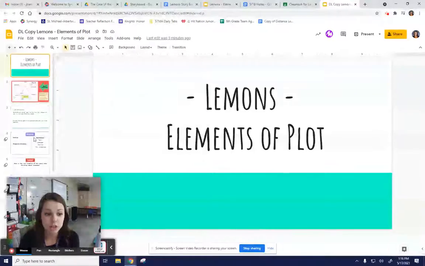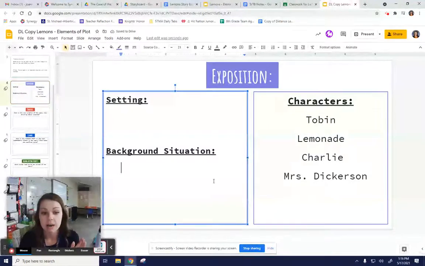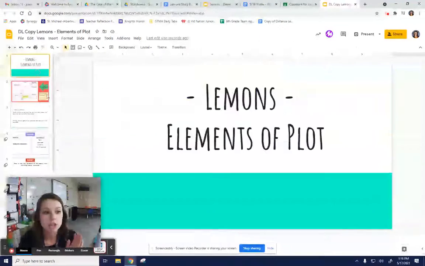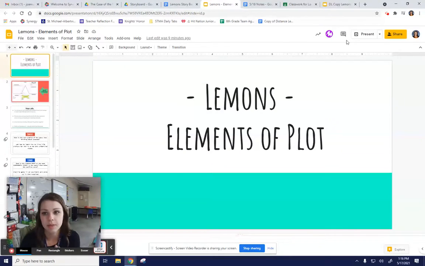So this is your version, and you'll notice it just goes through, it has blanks. You're going to type in each of these. I gave you the characters there, but the rest you're just typing in. So I'm going to switch to teacher version so that we're able to go through these. It looks almost exactly the same.